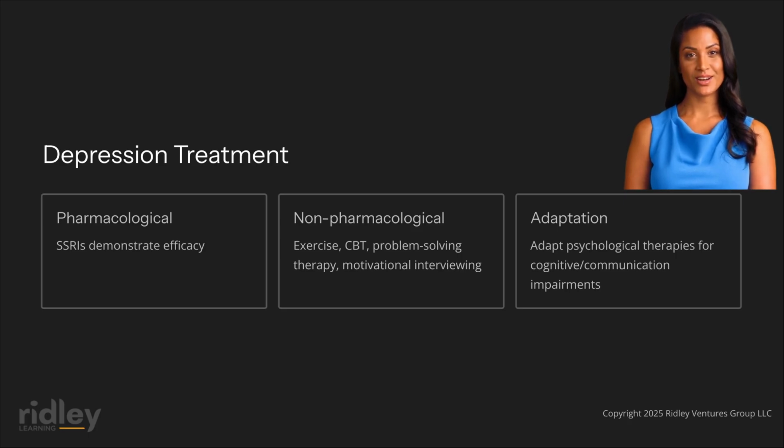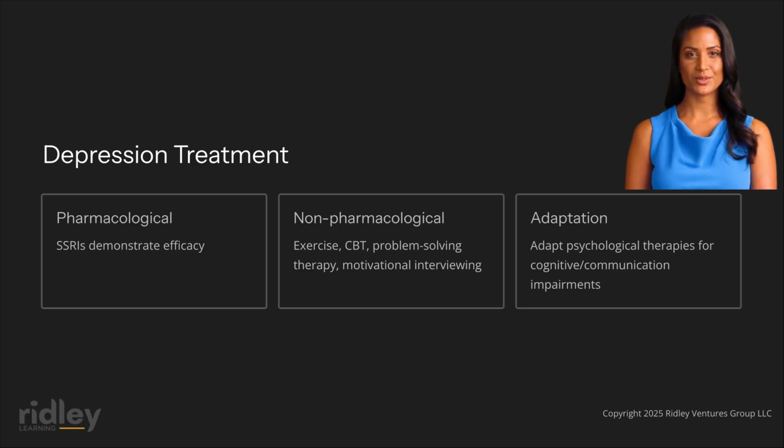Network meta-analysis findings ranking home-based exercise as the most effective non-pharmacological intervention provide support for exercise-based approaches that address both mood and physical function, potentially offering advantages over pharmacological treatment for patients concerned about medication side effects or those with contraindications to antidepressant use.